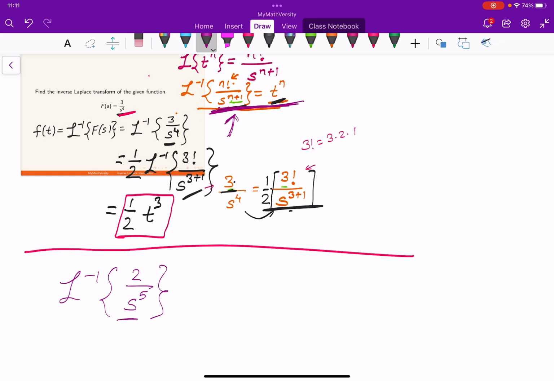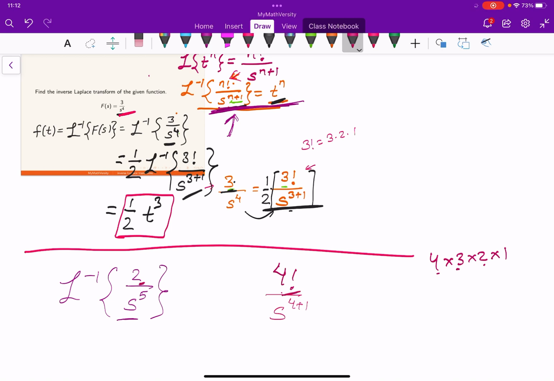If you look at 2 over s to the power 5, the bottom is s to the power 4 plus 1, so we could assume the value of n is 4, but at the top we just have 2. To match this perfectly, we need 4 factorial. Let's assume that we have 4 factorial, but 4 factorial is not 2, right? 4 factorial means 4 times 3 times 2 times 1, so 4 times 3 is 12, 12 times 2 is 24, but we have 2 here, so we needed 24.